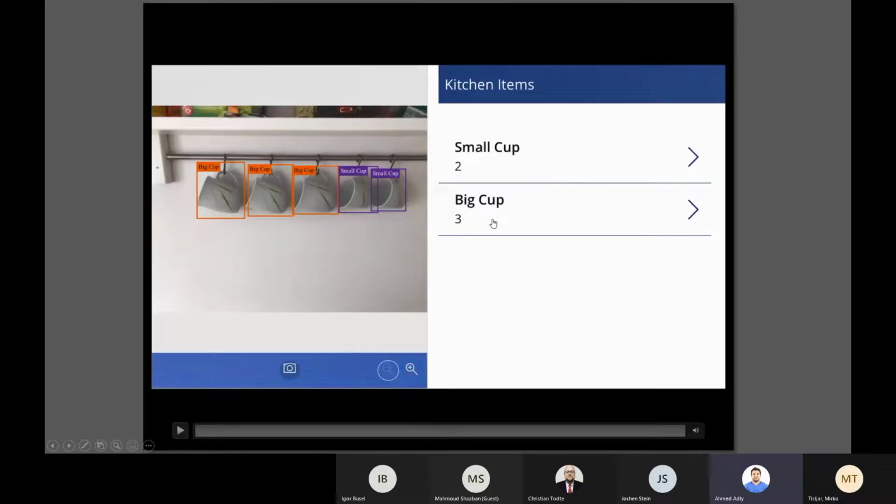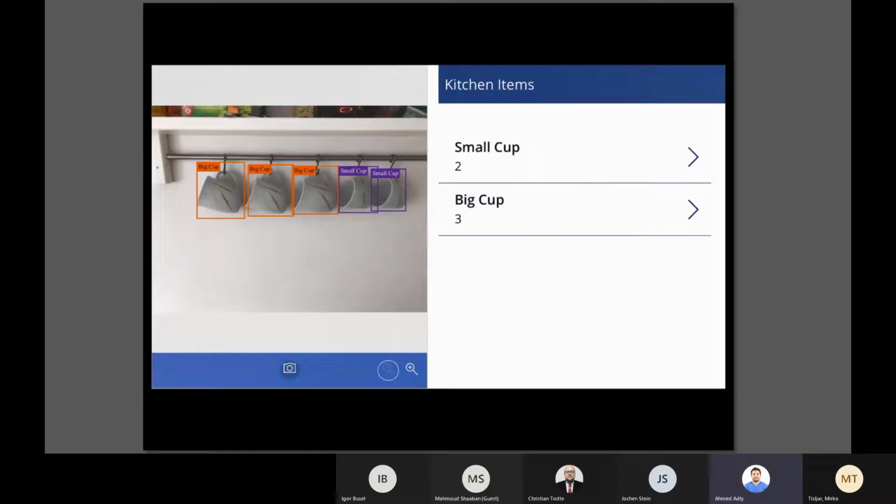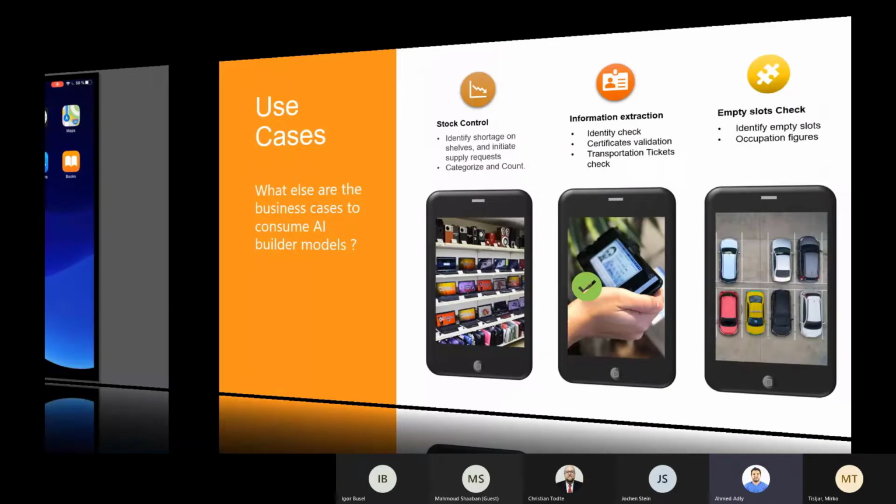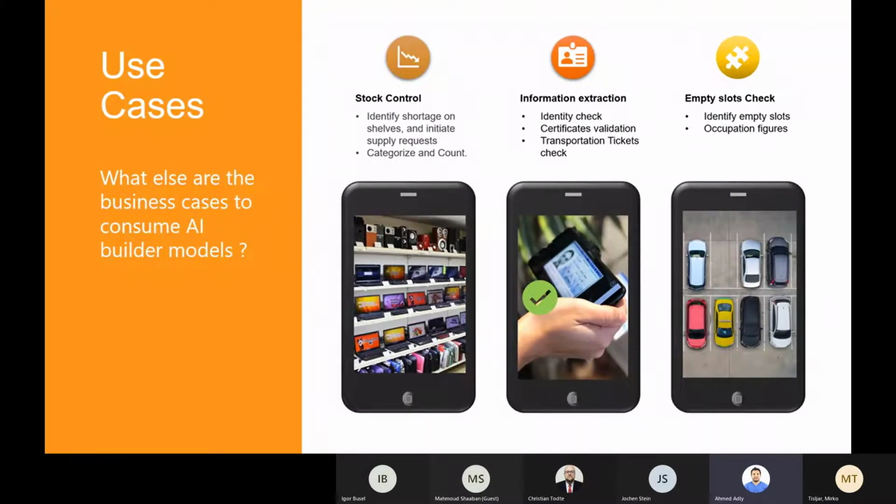And now you can later, of course, put a button, something like request, to send a notification to the supply chain or to the purchasing or whatever to bring more items to your supermarket because there is a shortage of certain product. So these are some ideas for how it can be used. Okay, I hope this example gives you an idea about AI Builder. What else can we do with it?